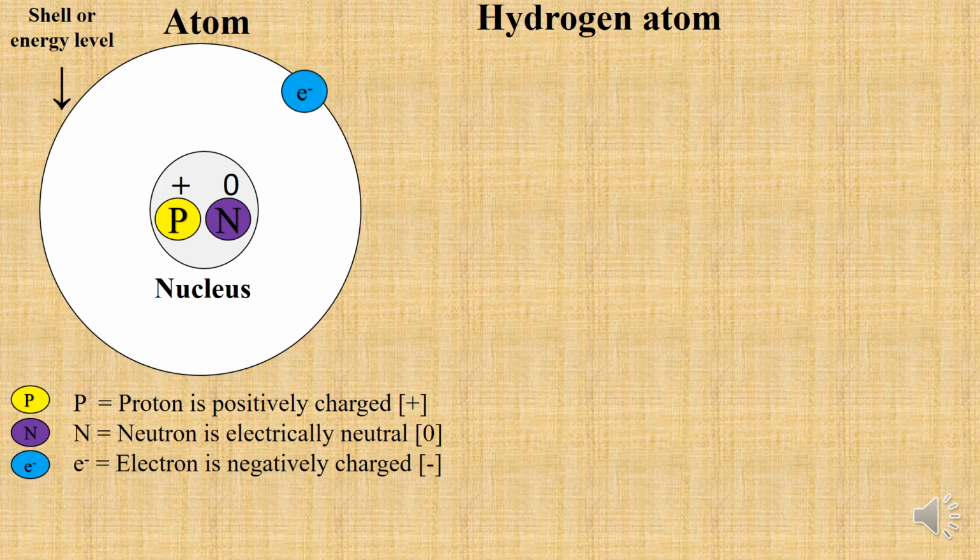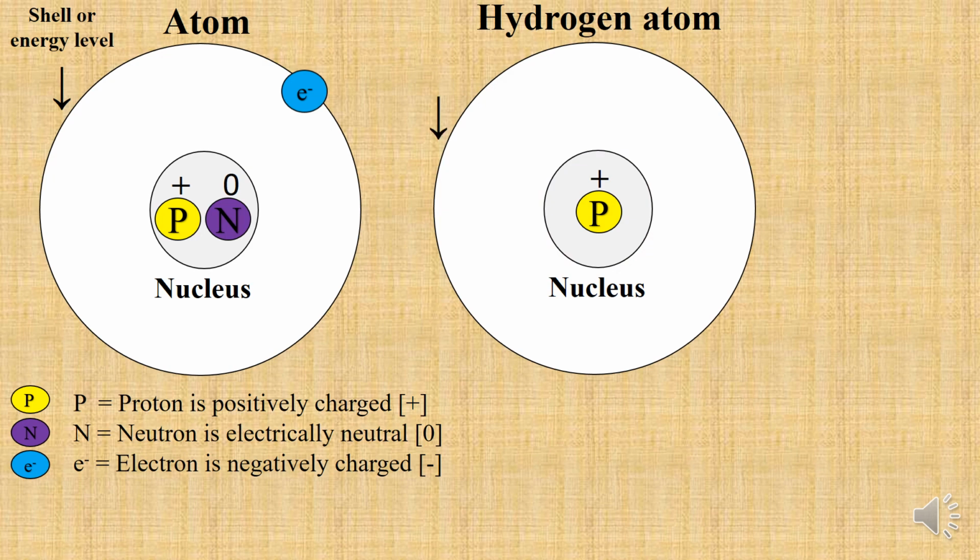Let me begin with hydrogen atom, as it is the first element in the periodic table. Hydrogen atom has one proton in its nucleus and only one electron in the first energy level or the K shell. It is also the valence shell, as hydrogen atom has only one energy level.